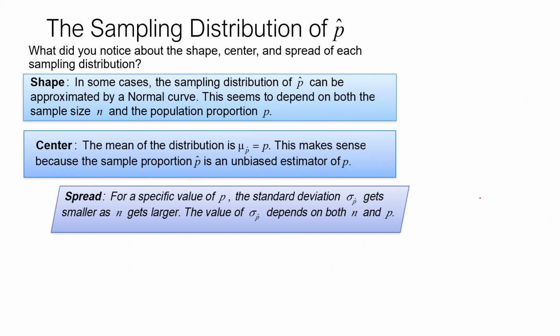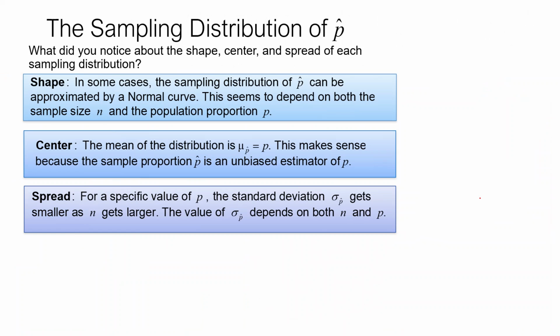So what happens with our shape, our center, and our spread? In other words, we just described these distributions. What did we notice? We noticed that as our sample size n increased, it became closer and closer to being a normal curve. This does depend on both n and the population proportion. The sampling distribution for all these p hats will approach a normal distribution. We'll go over exactly what you need for it to be normal in a minute.